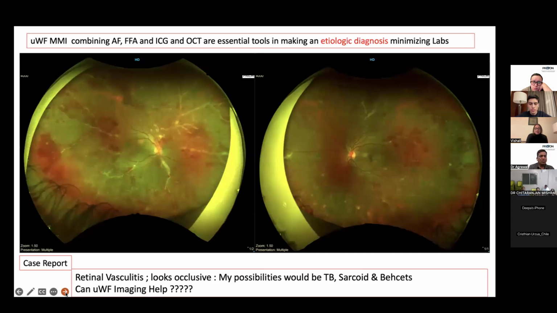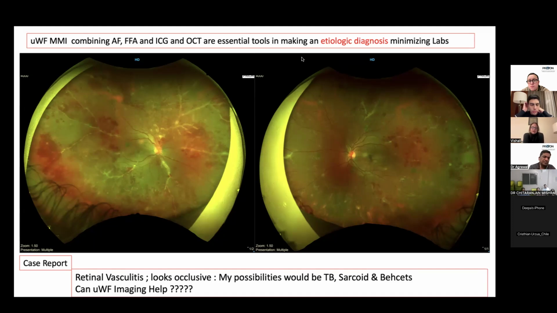So let's see here. The ultra-wide field, when we talk of multimodal imaging, is actually a combination of color, autofluorescence, fluorescein angiography, ICG, and now the OCT. And all of them are quite essential in making the etiologic diagnosis so that your reliability on the labs is minimized. Now, I'll give you an example of this patient.